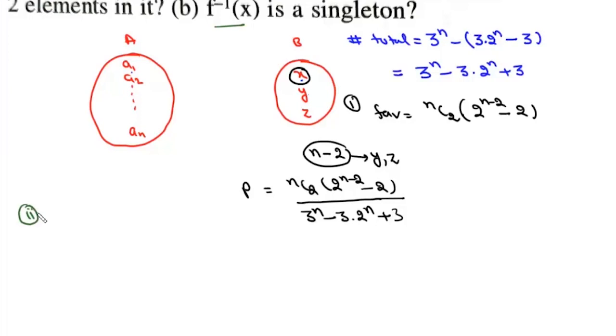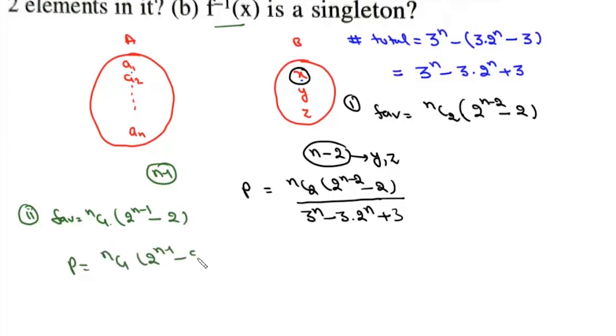And then the second case where x has only 1 pre-image. For the second part, we have to select 1 pre-image, it is nC1, and then for the remaining n minus 1 elements, we have to define an onto function from A to y and z. So it will be 2 to the power of n minus 1 minus 2. So the required probability will now be nC1 times 2 to the power of n minus 1 minus 2 upon 3 to the power n minus 3 into 2 to the power n plus 3. And that is the answer to this question.